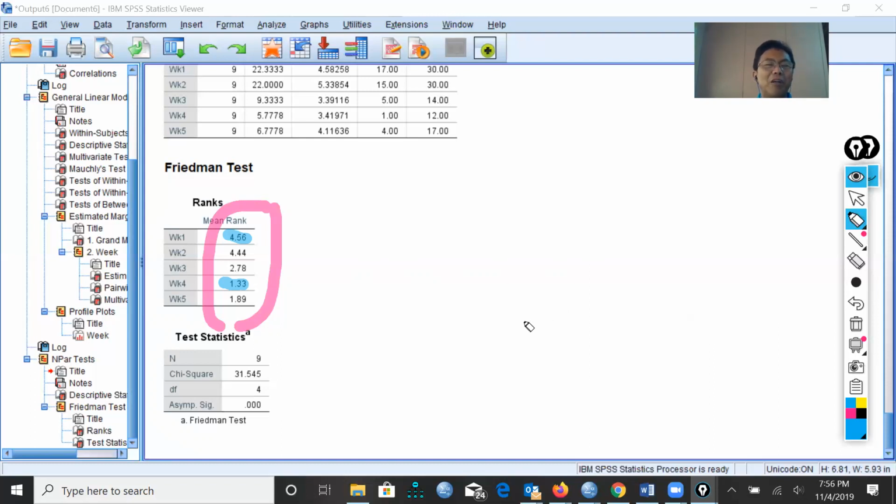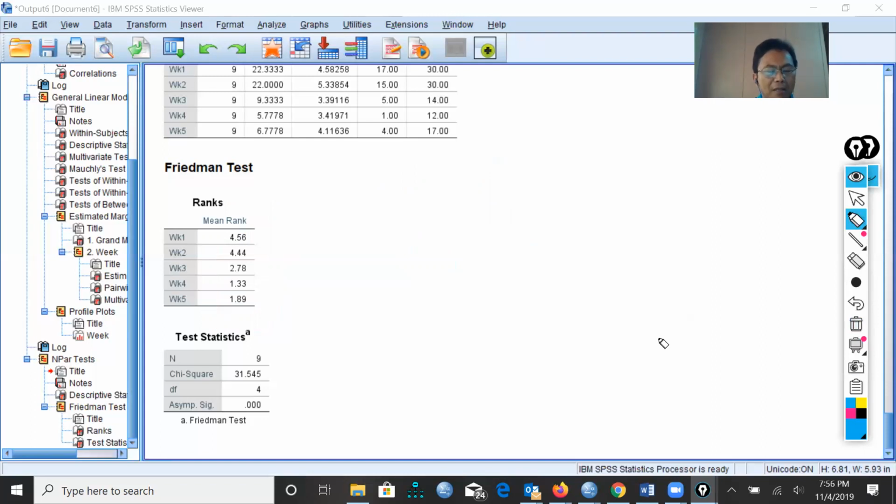But one of the things that we are obviously interested in is the relationship between time and migraine headaches, which brings us to the issue of effect size. And then, of course, we want to see if week 2 is different from week 3, or week 2 is different from week 4, or week 3 is different from week 5. So we need to do pairwise comparisons.